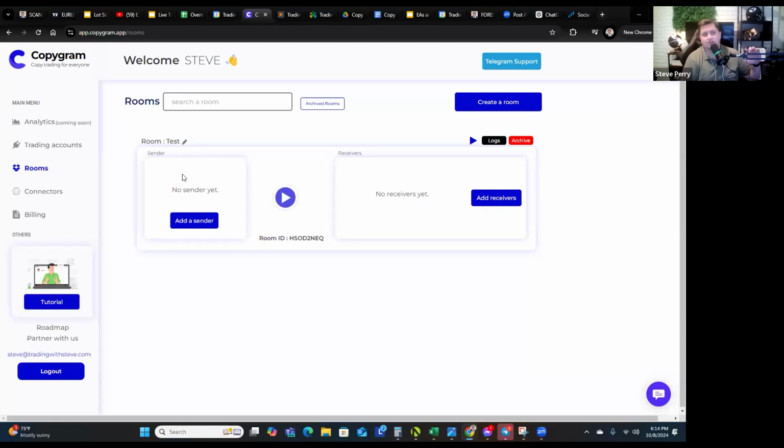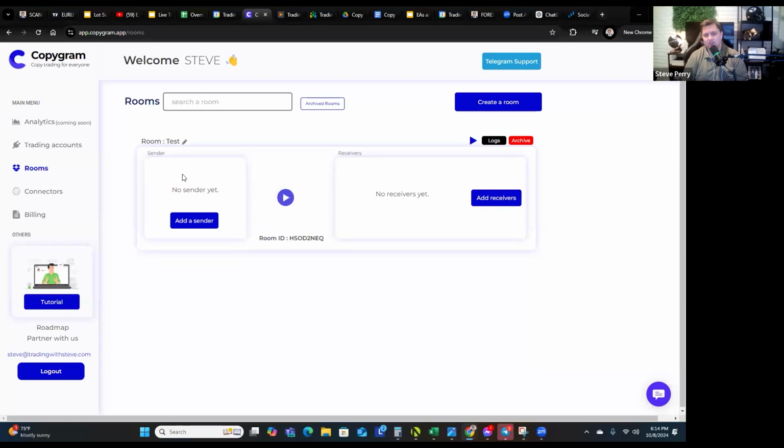That's my 2 cents on this. So I would make your sender account the account that you care more about. Maybe you don't have a personal account with your own money. Maybe you just only trade prop firms. Well, then just make your favorite prop firm, or maybe the one that you prefer to take trades in.